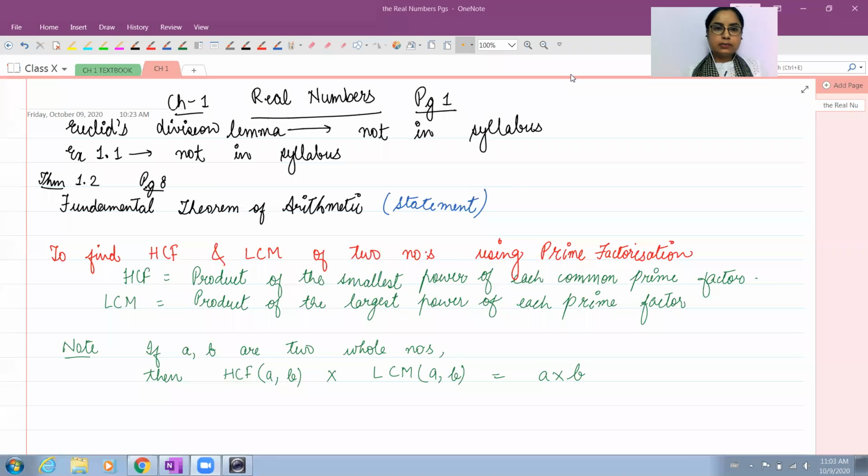So yesterday I discussed the fundamental theorem of arithmetic with you. So I had just written this. You can start writing down and then we will start with the exercise. So the chapter is real numbers, and I think you're all familiar with what real numbers are.